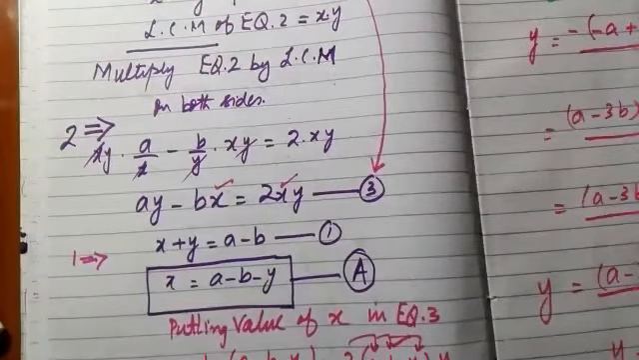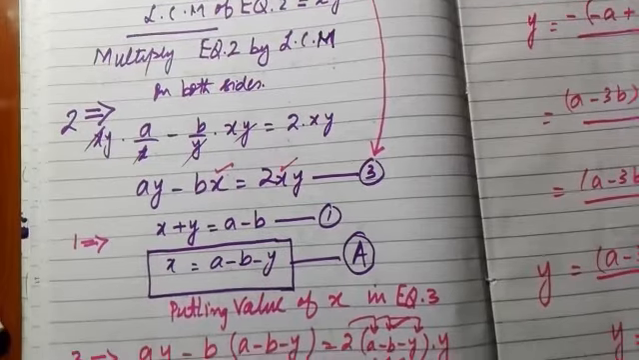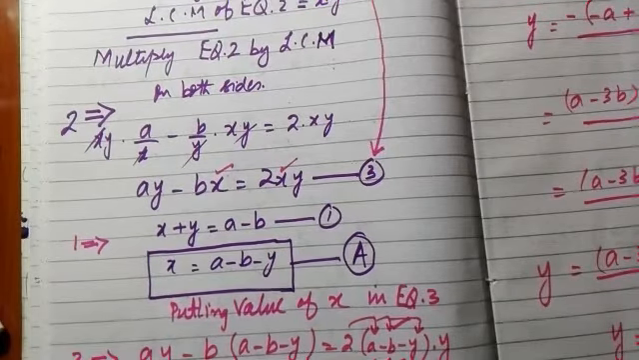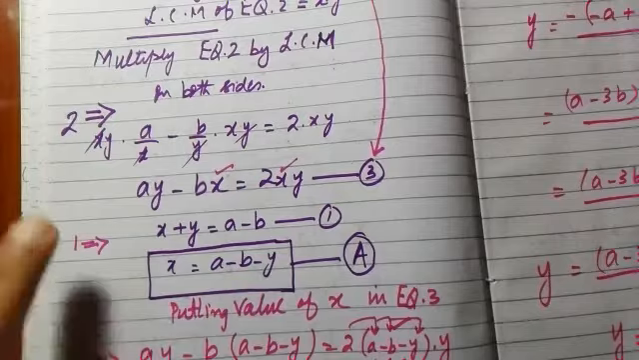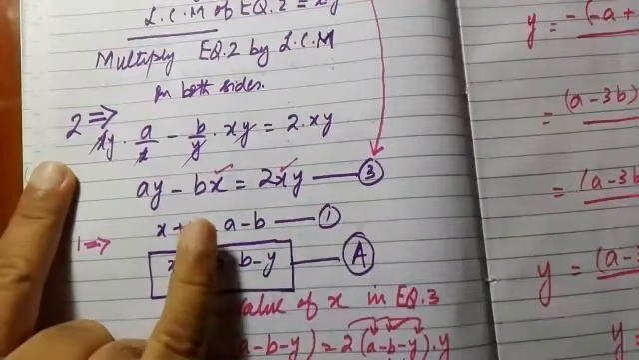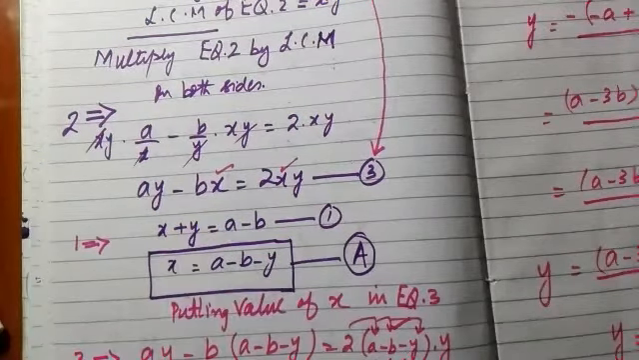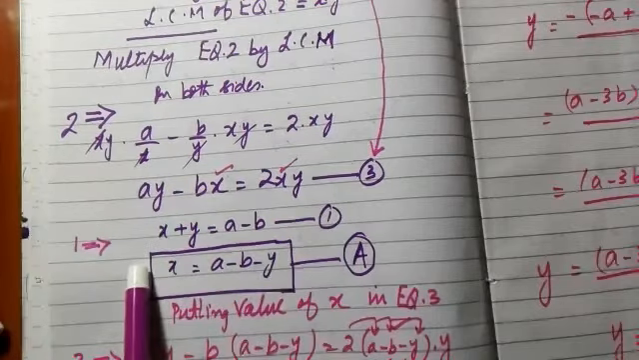Once equation number 2 has been modified, normally in mathematics, whenever we modify an equation, we rename it. So we renamed it as equation number 3. This is not a new equation. This is actually the modification of equation number 2 into equation number 3.